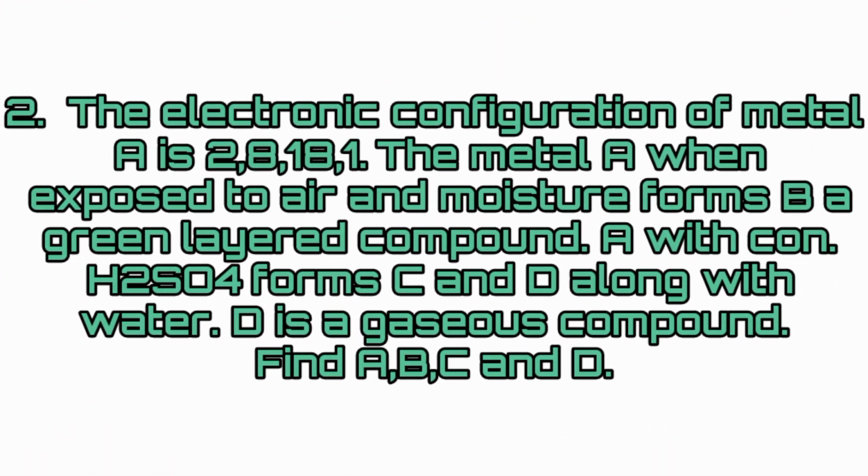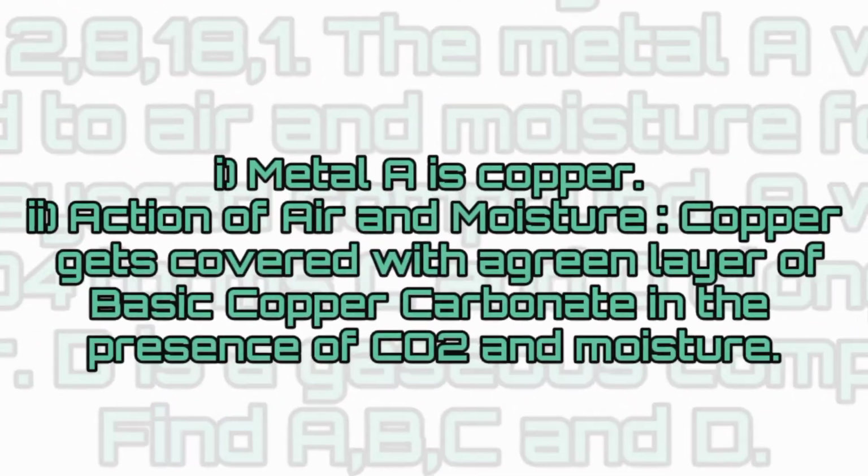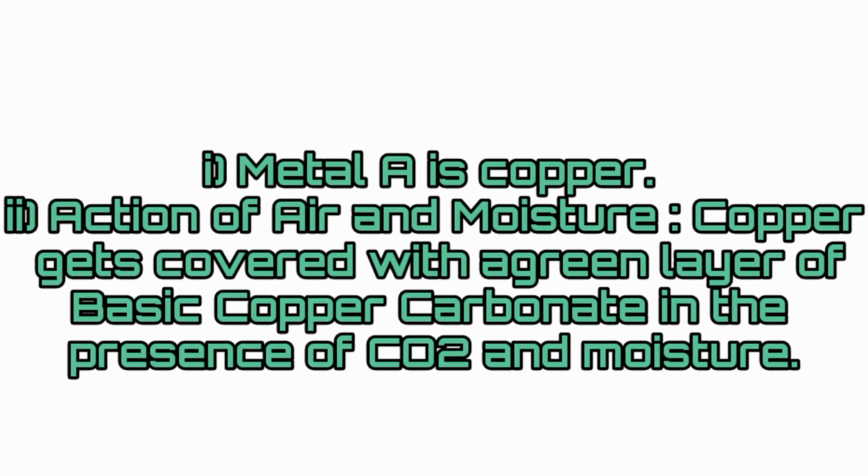Second question. The electronic configuration of metal A is 2, 8, 18, 1. The metal A, when exposed to air and moisture, forms B, a green layered compound. A with concentrated H2SO4 forms C and D along with water. D is a gaseous compound. Find A, B, C and D. Answer. Metal A is copper.